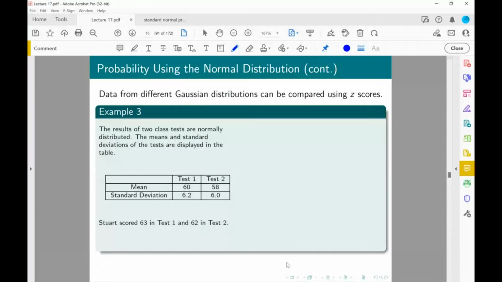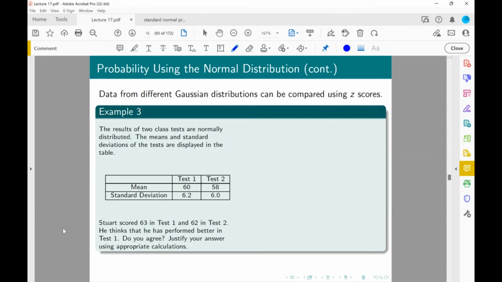And we know that Stuart scored 63 in test 1 and 62 in test 2. And the question is, he thinks he performed better in test 1. Do you agree? Justify your answers with appropriate calculations. Well, what do we think? Just because Stuart obtained 63, which is higher than 62, did he do better in test 1?